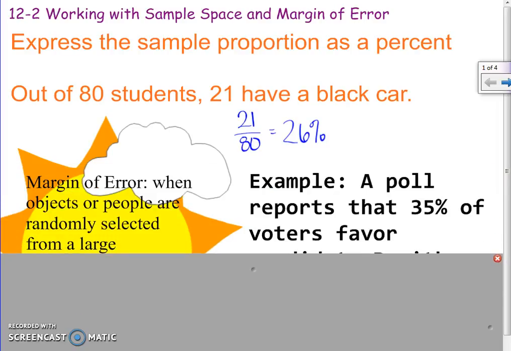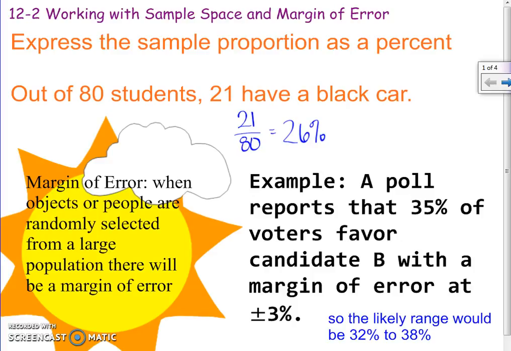Okay. All right, margin of error. So over here on the left, margin of error: when objects or people are randomly selected from a large population, there will be a margin of error. Basically, you take a sample of people, you get a statistic from them, like the proportion of people who smoke. You didn't ask every single person in the population, most likely because it would cost too much money to do that if you were trying to survey people. So you try to keep your costs down. So you just take a random sample of people and ask them if they smoke or not. And then you're going to get this margin of error, so this range of numbers on either side that you say the true proportion is probably somewhere in here.